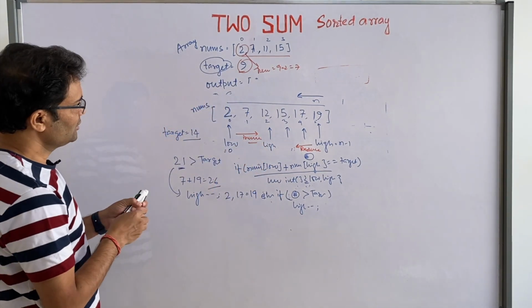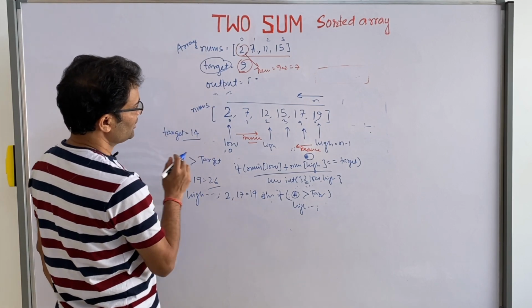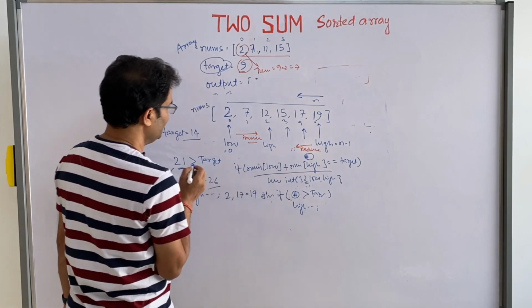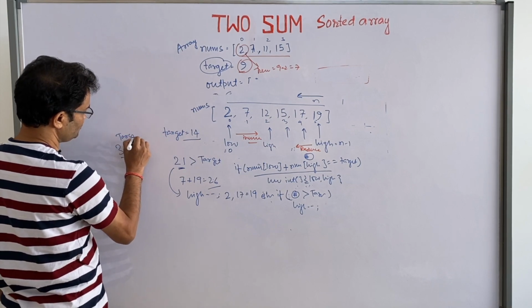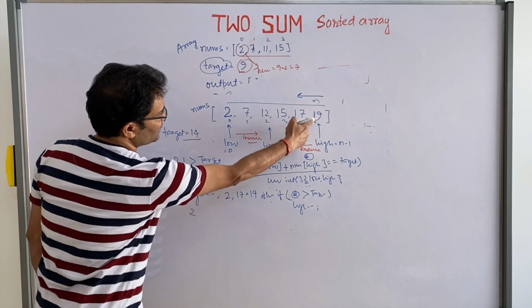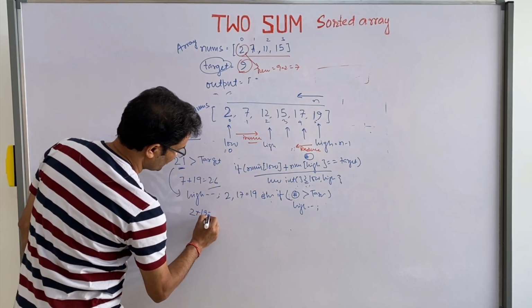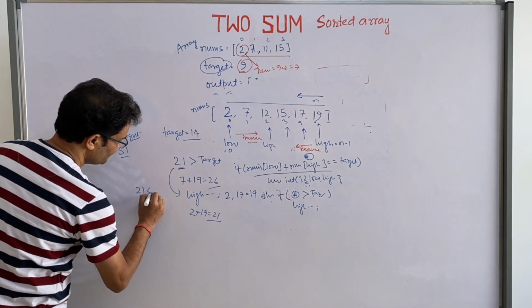So suppose your target was 40, and your low is here and high is here. Suppose the starting was 2 and you have 19, which gives 21. So how is your case? 21 is less than your target.